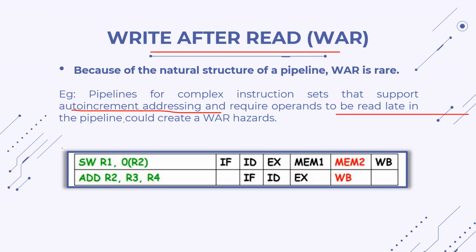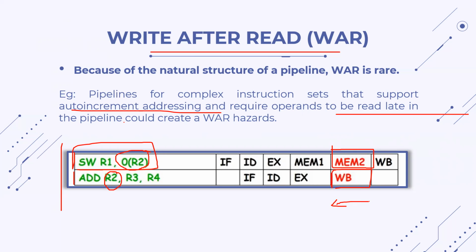If you see this example here, in the SW instruction, that means storing of data, here the R2 value is read and the second one, the add statement. Here in the R2, the value is written back. If you see the execution, here reading of value R2 is happening in this stage. And in the add statement, writing of value R2 is happening here.